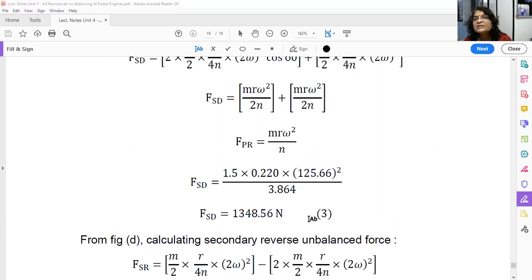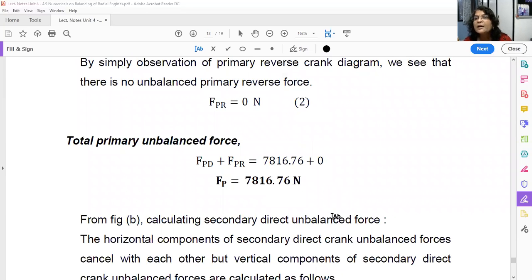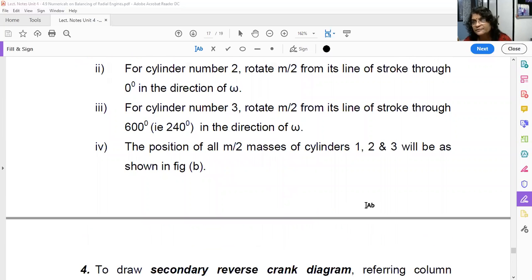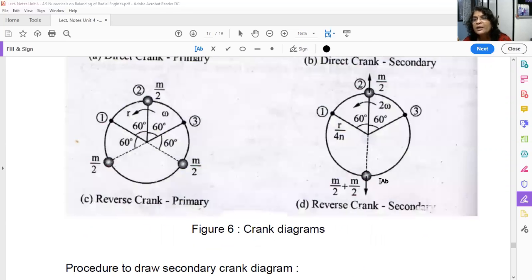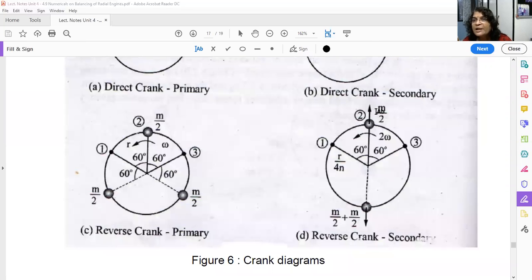Now let us find out secondary reverse unbalanced force. See this diagram. This m by 2 is acting in the vertically upward direction. What is the secondary unbalanced force created by this m by 2? You know what is the magnitude of secondary unbalanced force? m r omega square upon n.